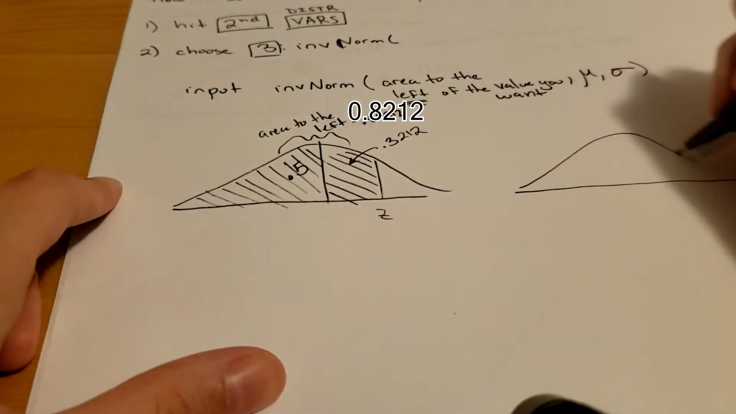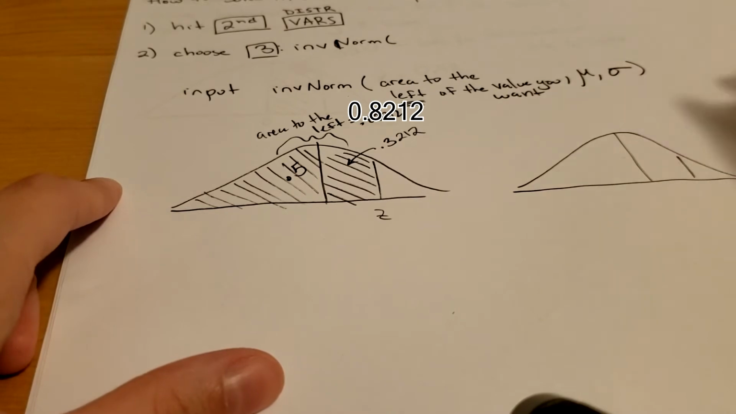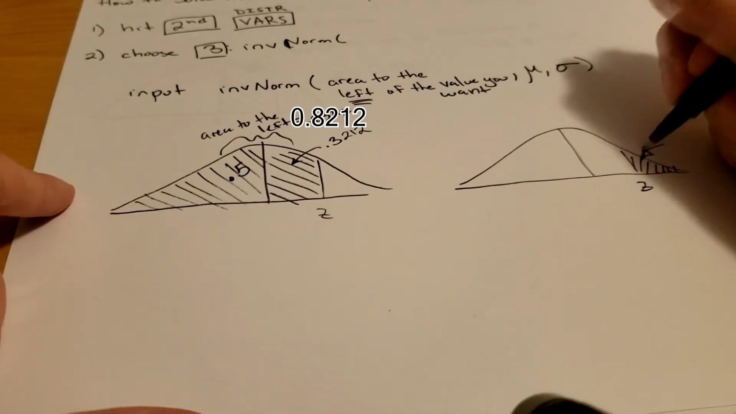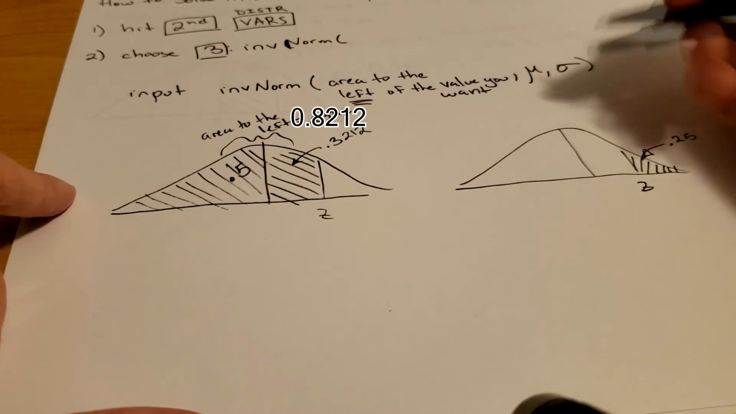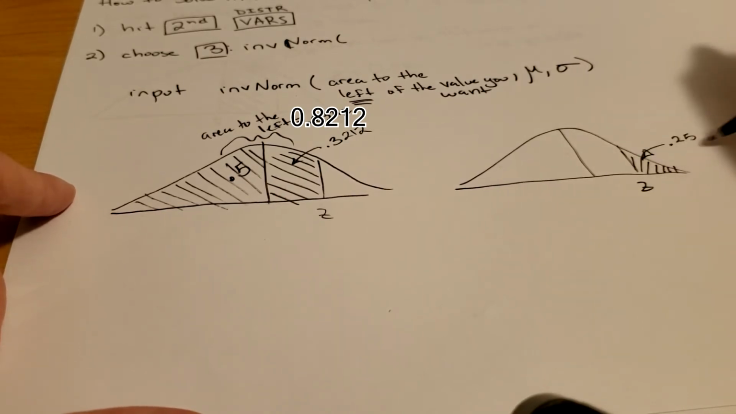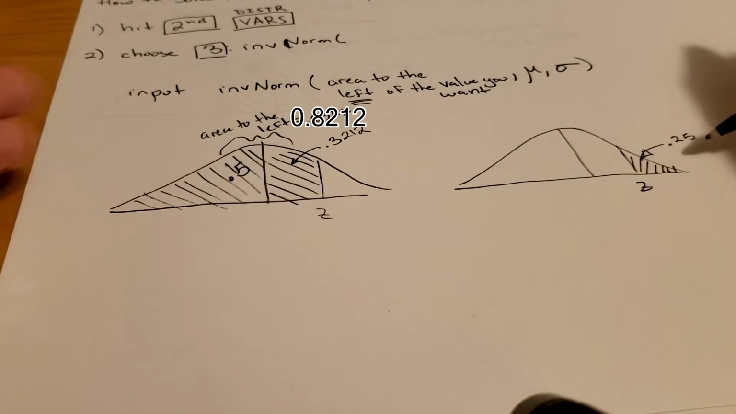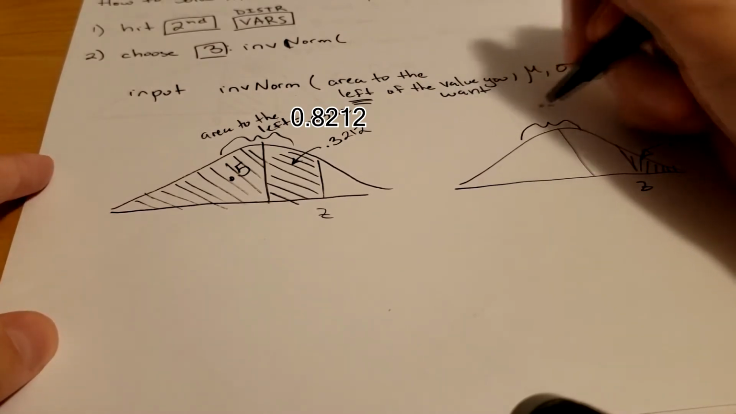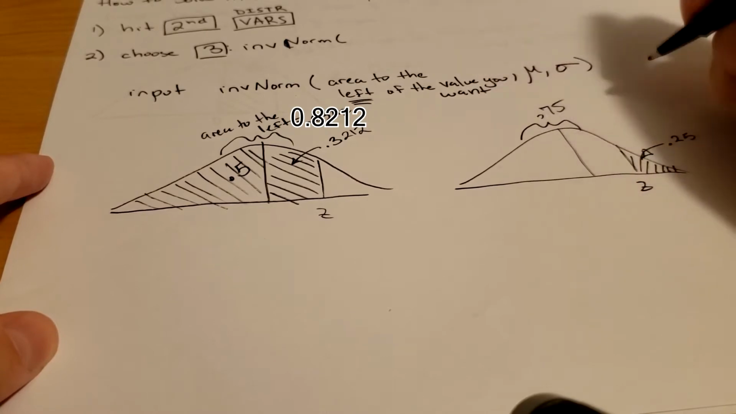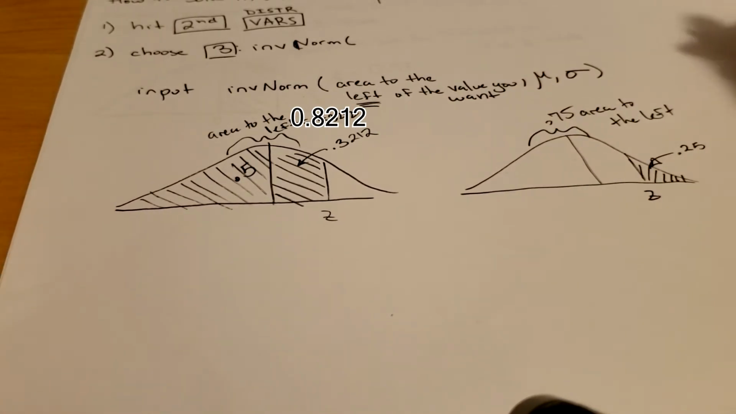If they give us a piece of area like this, right, let's say they give us something like this, and this is, I don't know, like 0.25 or something like that, we can't put in 0.25 because the calculator wants to know the amount of area to the left. So area to the left here would end up being 0.75. So it can be a little bit more work.